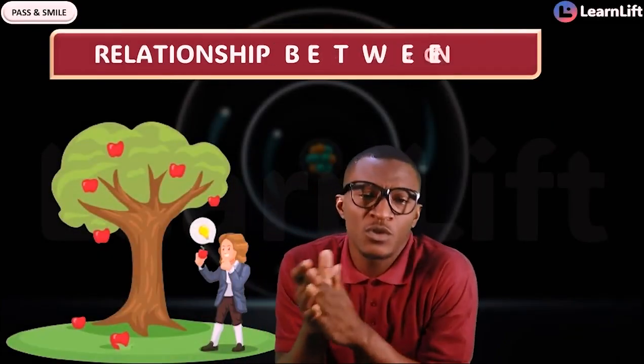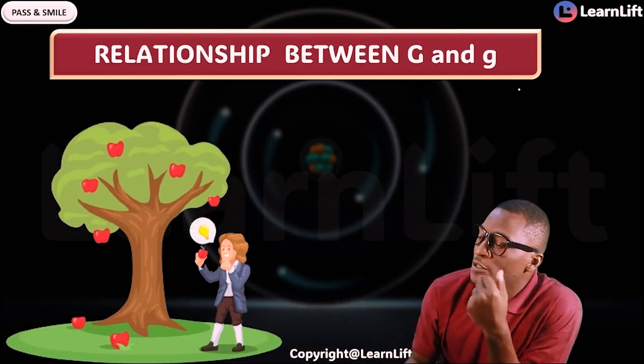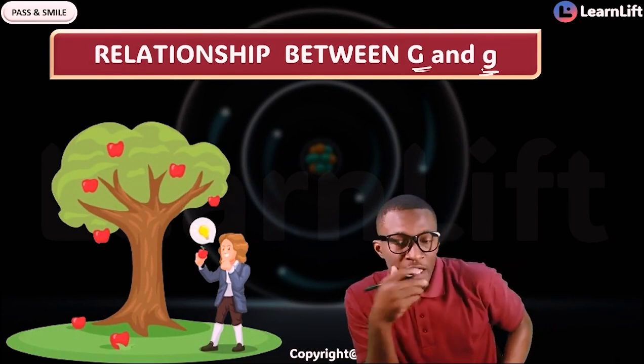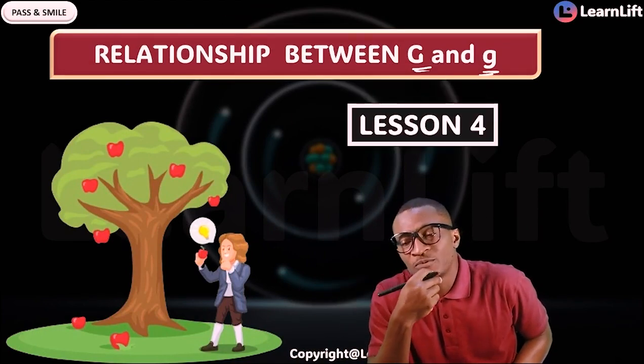Guys, in this class, let's now talk about the relationship between your gravitational constant, which will be capital letter G, and your small g, which is your gravity on the earth. And this is our lesson 4.